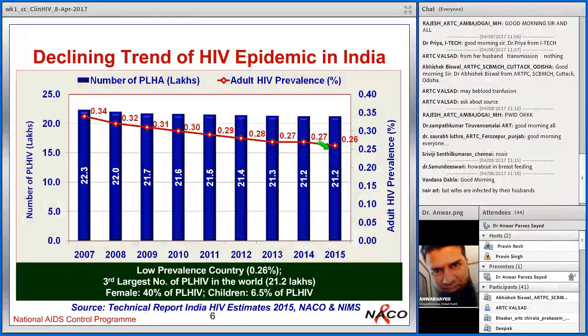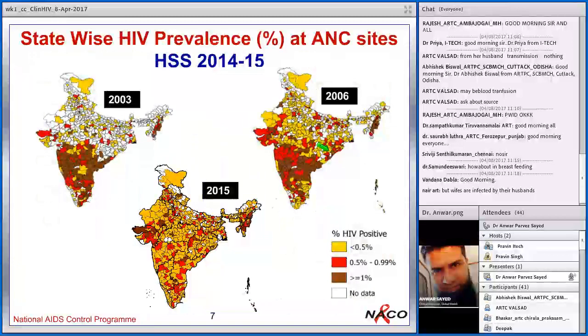The same thing has been explained here, 0.34 and 0.26%. There is a declining trend of HIV prevalence in the country. Now, if you compare these three pictures from 2003, 2006, 2015, you will see more of this dark brown or chocolatey color, which is more than 1% HIV prevalence. Red is 0.5 to 0.99% HIV prevalence, and yellow is less than 0.5% prevalence.